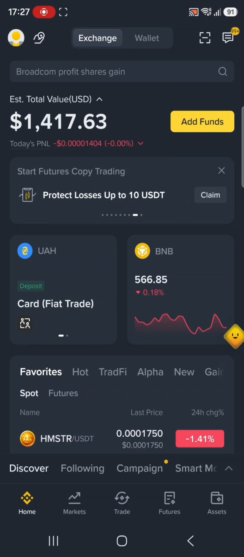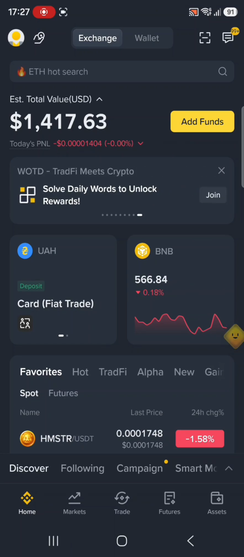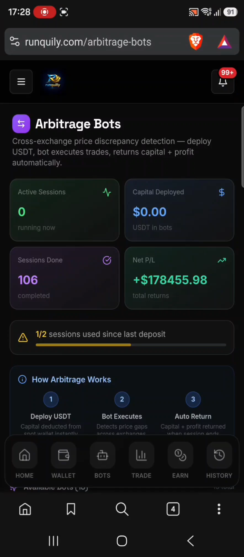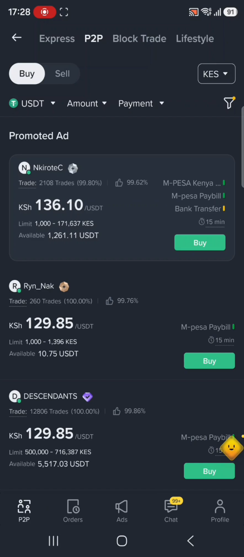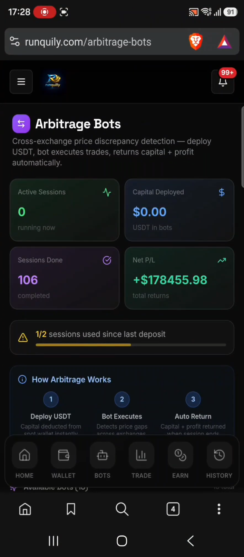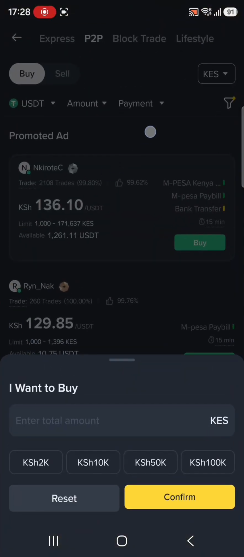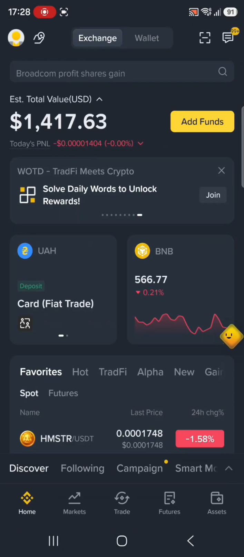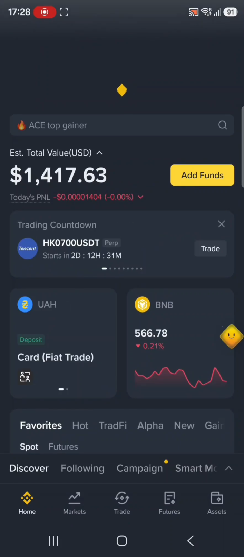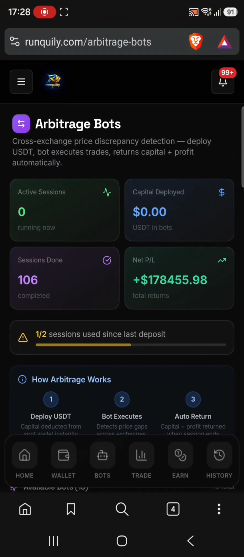And at the end of this video, we'll be making a withdrawal so that everybody can be at peace that you can withdraw from Ranquilly to your Binance account or any crypto exchange account. So you will buy your assets via P2P in your exchange, then use those assets to fund your Ranquilly account. Make sure you have an account and it is verified, both KYC and email. You can see I have a balance of 1,417. So by the end of this video, we should be at 1,500 with a withdrawal.